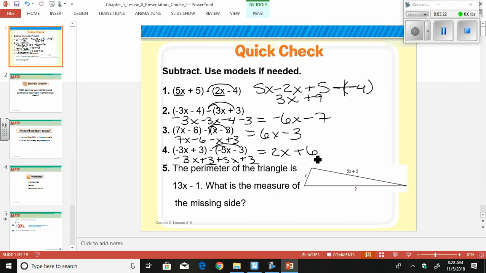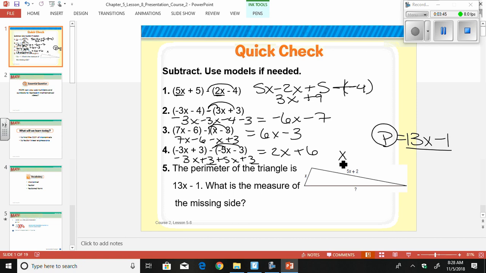The perimeter of the triangle is 13x minus 1, so P equals 13x minus 1. What is the measure of the missing side? Well, what I know is the total of the perimeter. And I have P on the side. Well, how do you find P? What else do I know about P? I know that if I add up all the sides, I get a total.